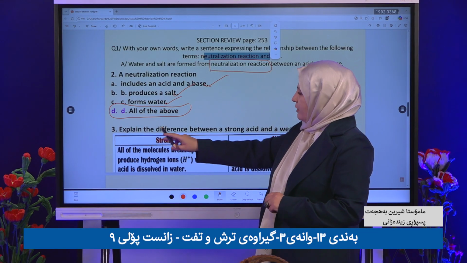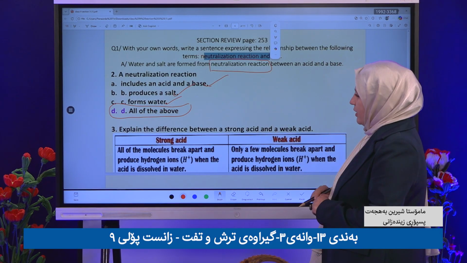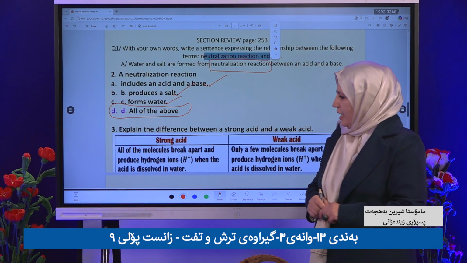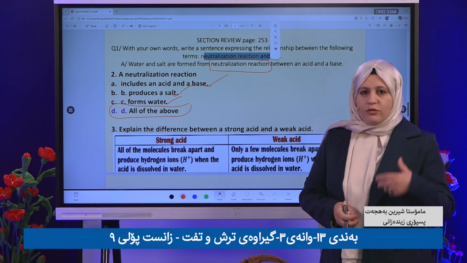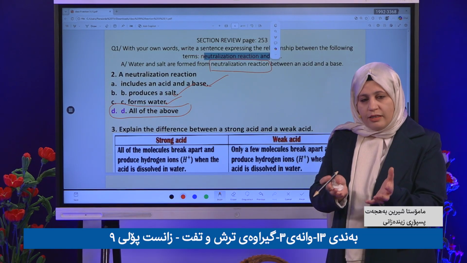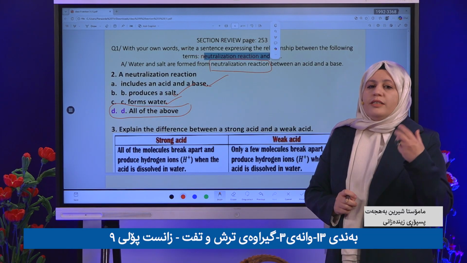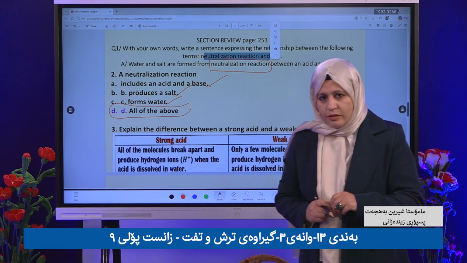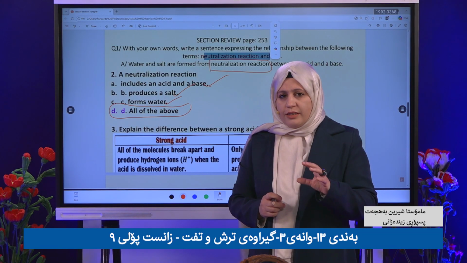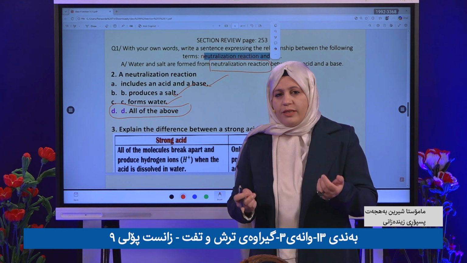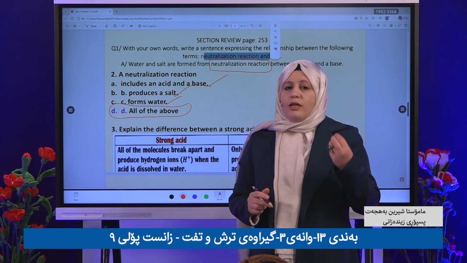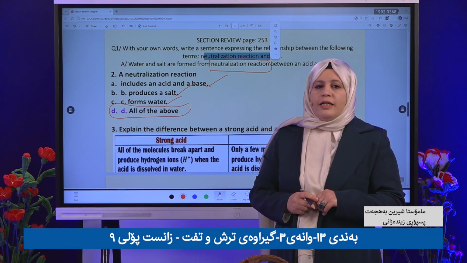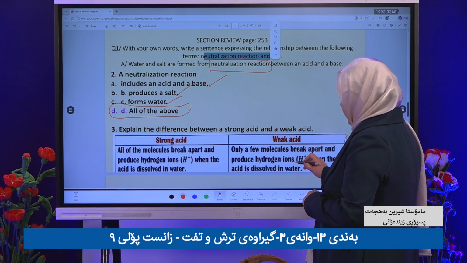Explain the difference between strong acid and weak acid. As we said, in a strong acid, all the molecules break apart and produce hydrogen ions. What about a weak acid? Do all molecules break apart in a weak acid? No, of course not. Only part of the molecules break apart and form hydrogen ions.